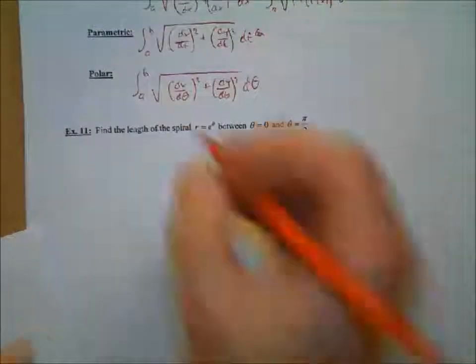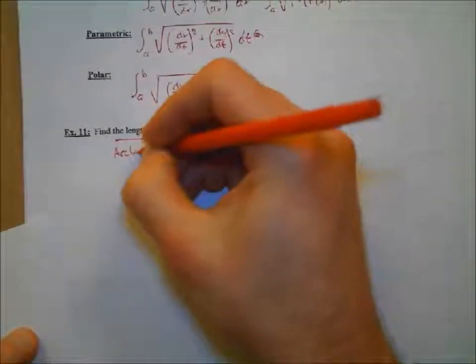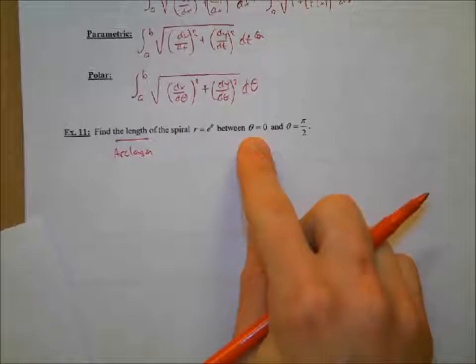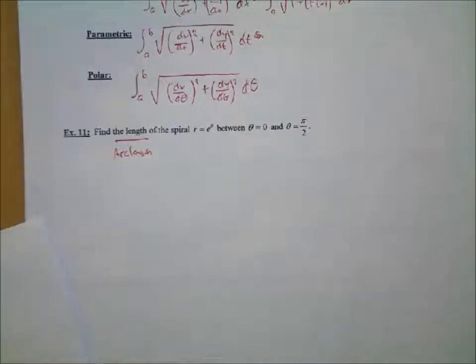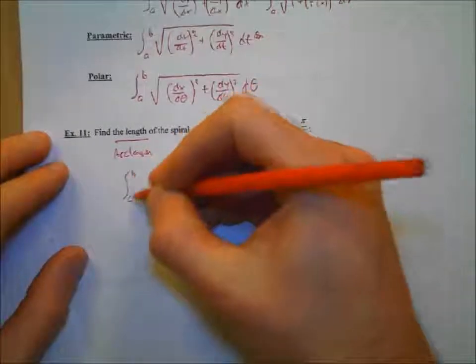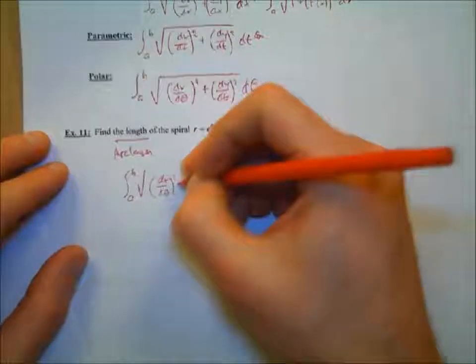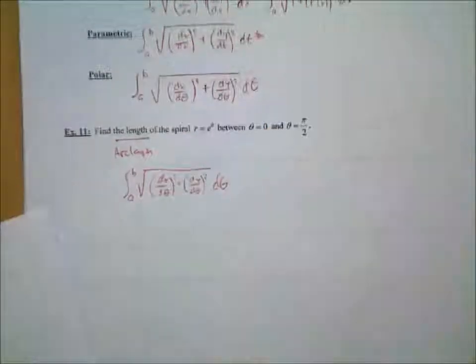So we're finding the length, which means arc length, of course, of the spiral r equals e to the theta. So if you graph that, you're just going to spiral out from the pole and create this spiral. And we're given the limits of integration. That's really nice. From theta equals 0 to theta equals pi over 2. So I'm going to write down the arc length formula here: the integral from a to b of the square root of dx d theta squared plus dy d theta squared, d theta, like that.